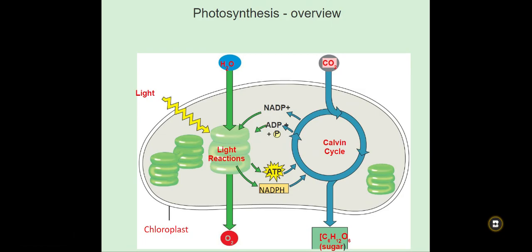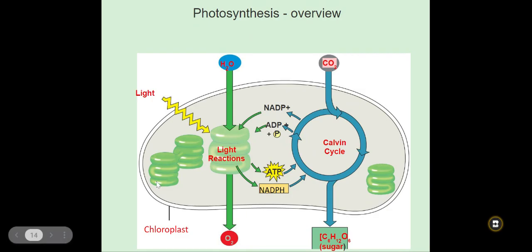Now, in addition to that, these light reactions also produce some energy carrying molecules. An energy carrying molecule can be something that is produced in the mitochondria. It can also be produced in the chloroplast. It's just that we call the mitochondria the powerhouse of the cell because it can produce a lot more than what a chloroplast can.